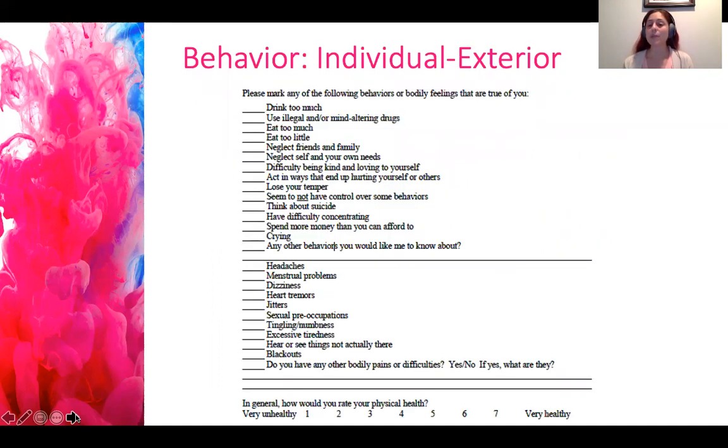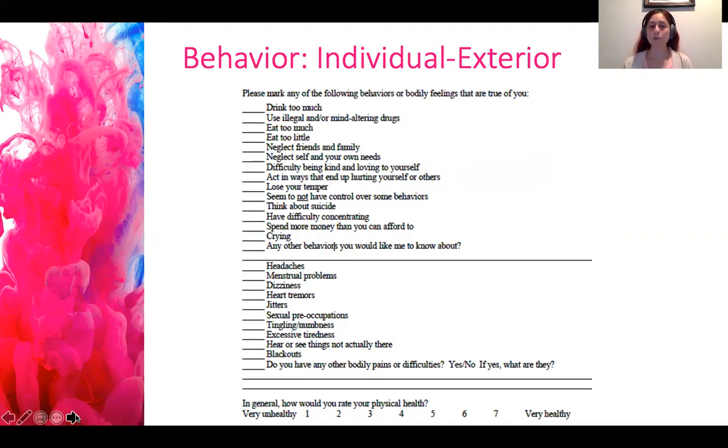Okay, in this next one, we have another check off section. And I will say that some of the wording here is problematic. So when asking, I would modify a few of them. For example, for the second one that says use illegal and or mind-altering drugs, that might carry some shame with it because of the word illegal. So I might say something like, use any kinds of drugs or substances, right?